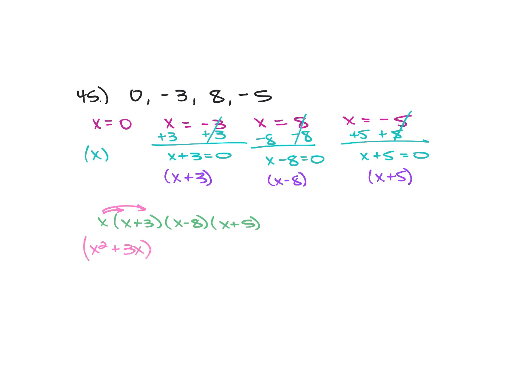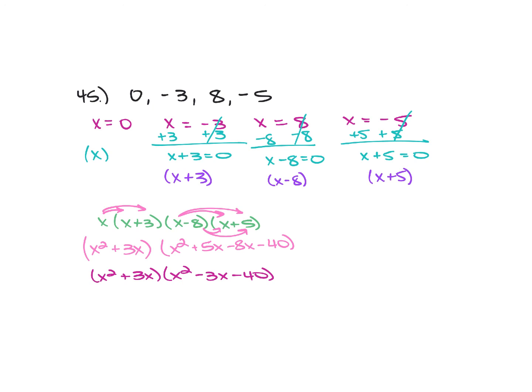You can then also FOIL out the x minus 8 times x plus 5. So x times x is x squared, x times 5 is 5x. -8 times x is -8x, and -8 times 5 is -40. Combine your like terms. That's going to give you x squared plus 3x times x squared minus 3x minus 40.